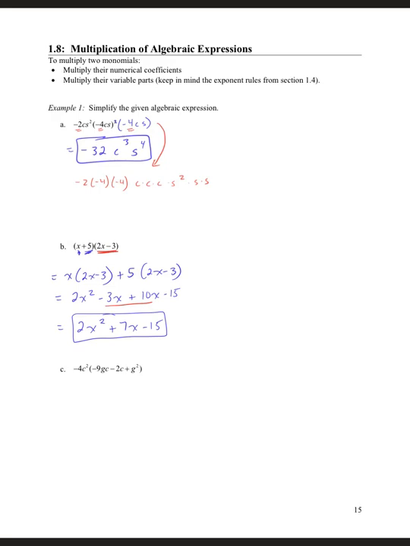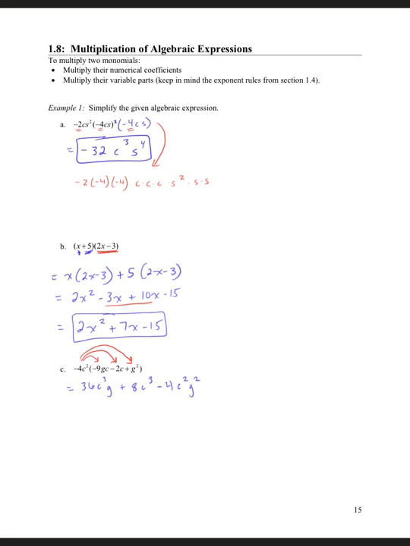Now what we're going to do in letter C is we have to distribute all of this. So we're going to take this negative 4c squared and multiply it by each of these. So go ahead and pause the video and try that out. Okay, so you would have found here that you would have got 36c cubed g, or gc cubed, it doesn't matter, plus 8c cubed, and the last one would be minus 4c squared g squared.